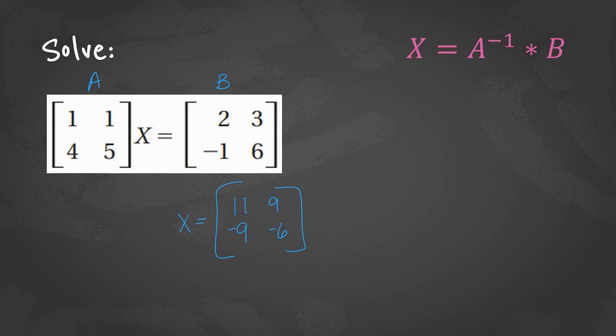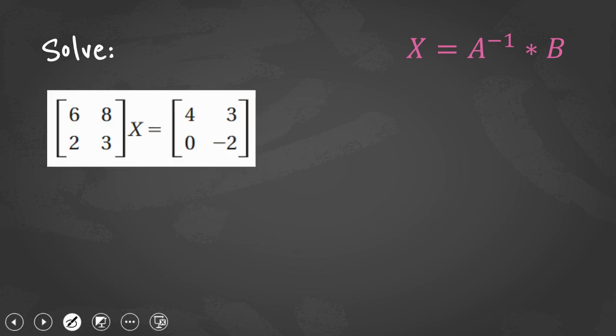Again, order is really, really important. You have to make sure that you are putting them in the right order. I always like to label them A and B so that I know. Or if you always do them in order, that kind of helps too, okay? So same thing again. We're going to take the inverse of A times B.